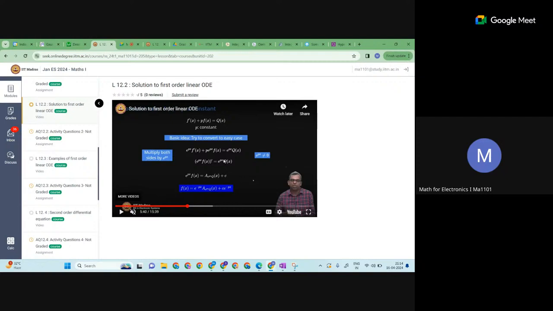And what is finally being done? Sir is multiplying both sides by e power minus px. So that's why this term came. If you multiply e power minus px on both sides, what will you get? This part, if you multiply here, you get just fx. See, the right side is multiplied by e power minus px. If you are getting confused, the next step after getting this integration is that both sides are multiplied by e power minus px. So the right side is going to be this one and the left side is just fx.